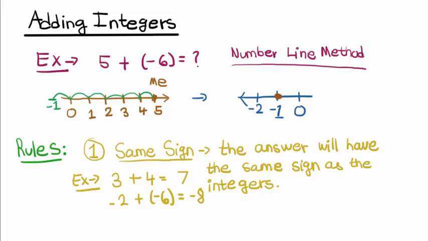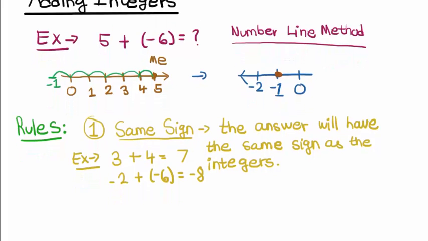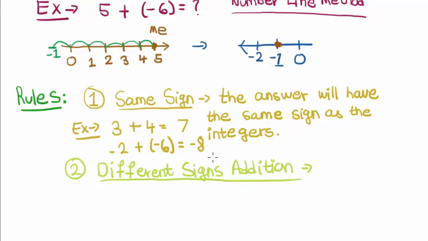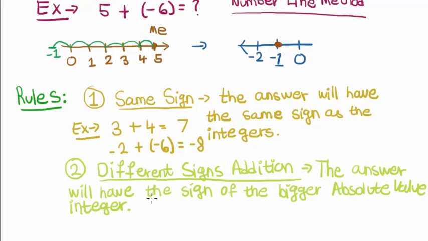Now let's go over the second rule. And this rule deals with adding of integers with different signs. What this rule tells me is that when I add 2 integers with different signs, the answer will have the sign of the bigger absolute value integer. An example of this can be seen if I add something like negative 7 and positive 8. In this scenario, the first thing that we need to do is figure out the absolute values of each of the numbers in the problem.